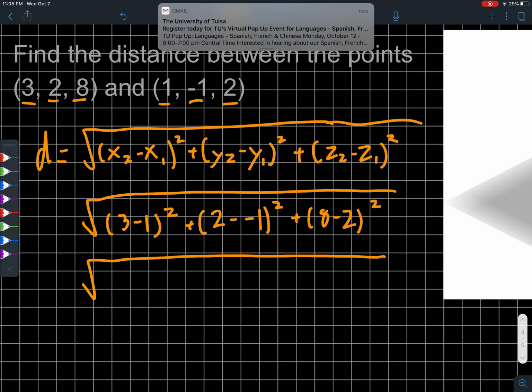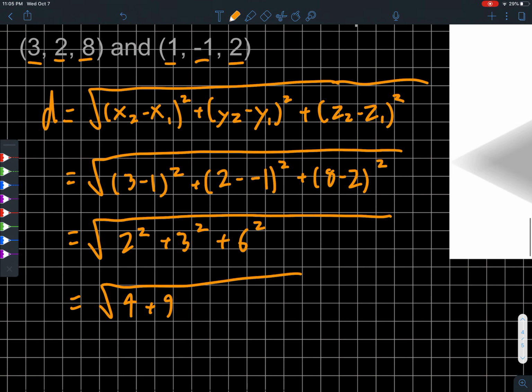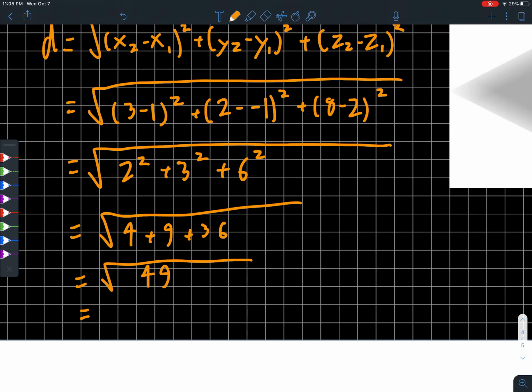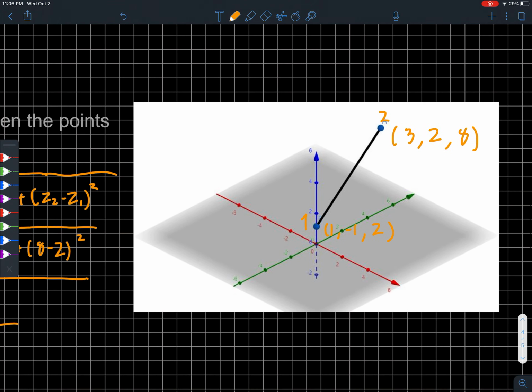which gives 2 squared plus 3 squared plus 6 squared, which gives the square root of 4 plus 9 plus 36, which gives us the square root of 49, which is 7 units between point 1 and point 2.